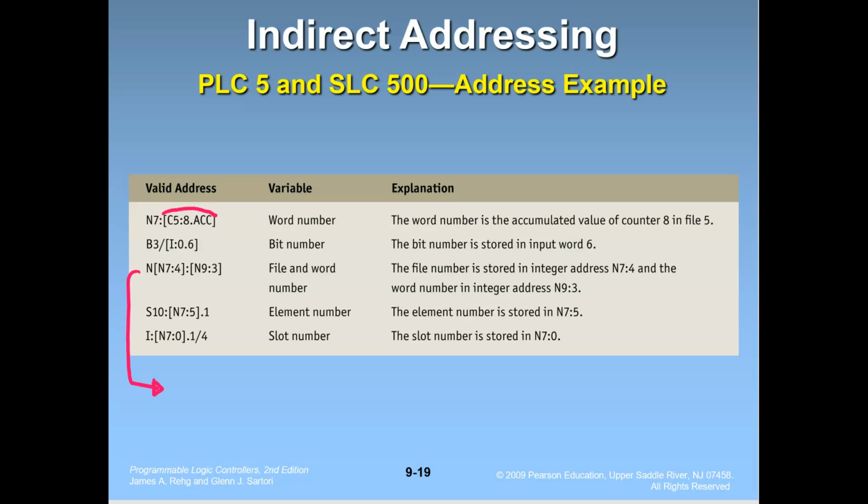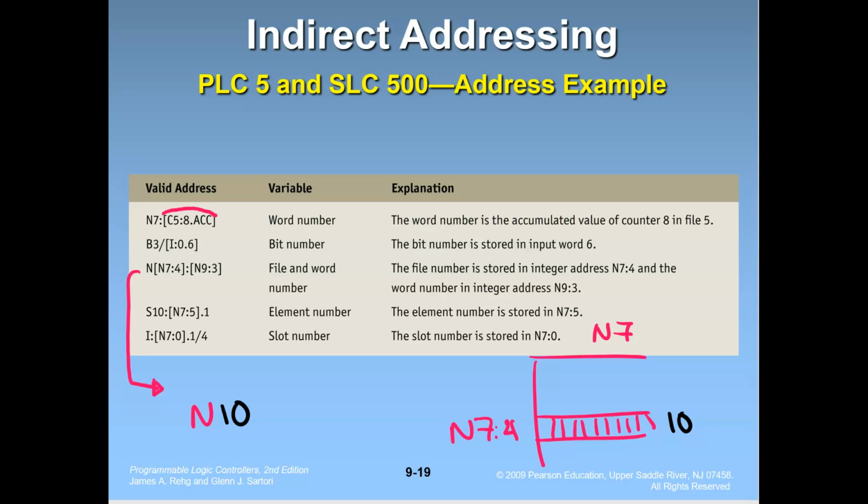So here you have 2 brackets. Now, for one of them, you have to look at your designated integer file. So then let's assume that this is your N7 and this one is your N7 colon 4. So this is what you need to use for N7 colon 4. And then you're going to have N, whatever data you have here. Let's assume that the data here is, for example, 10. So it's going to be N10 colon, and then you have N9 colon 3.